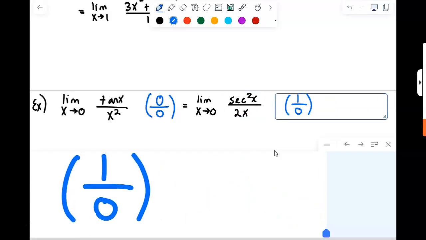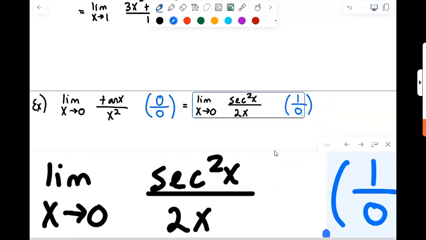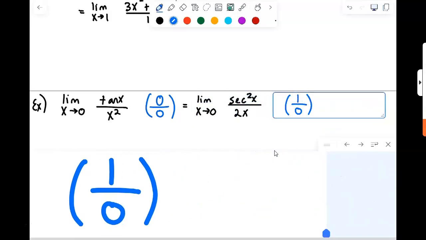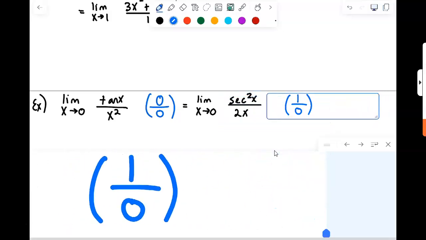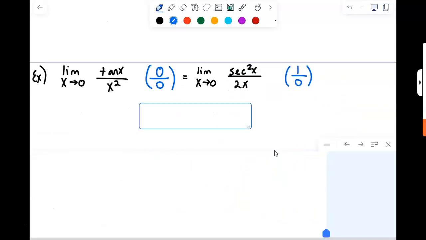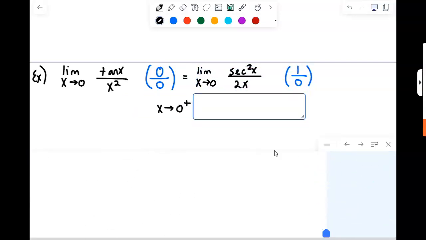All right, so that's an infinite limit. Now, to find out what actually happens, we have to ask ourselves the question, because a 1 over 0 limit, or a number over 0 limit, we know is going to be a vertical asymptote. So we ask the question then, as we approach 0 from the right, what is this approaching?